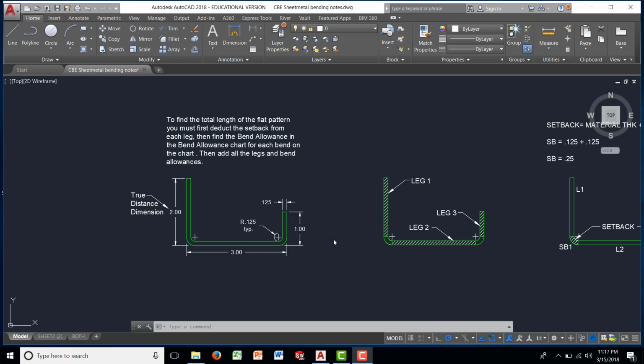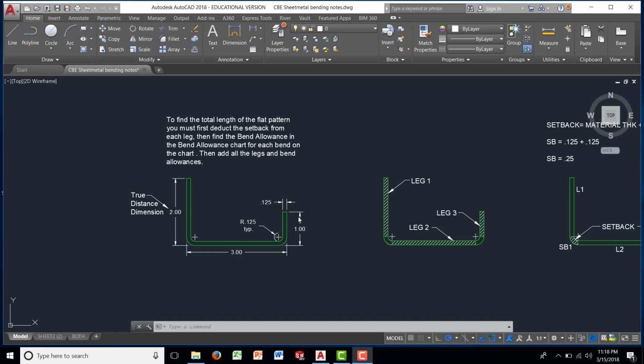this flat pattern. Alright, so to find out the flat pattern, you must first deduct the setback from its leg. Then find the bend allowance in the bend allowance chart. Then add the legs and bend allowances, and this will equal your total flat pattern. So what's the first thing we do? Let's take a look at everything that we have here.